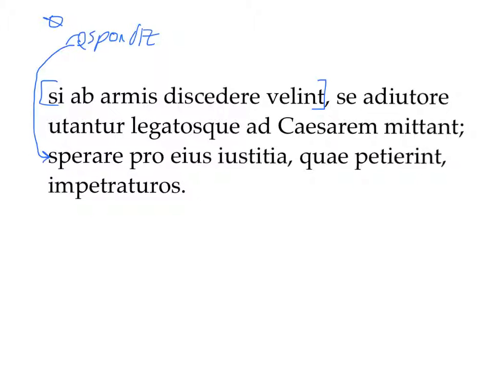But here we have a conditional sentence with C. Ab armis is, of course, our preposition there. Discedere is an infinitive, and vellunt is a present subjunctive. Now, it being a present subjunctive, we're starting to think that we have a future less vivid condition. These kinds of conditions are where you have a present subjunctive there, and a present subjunctive after the C clause.